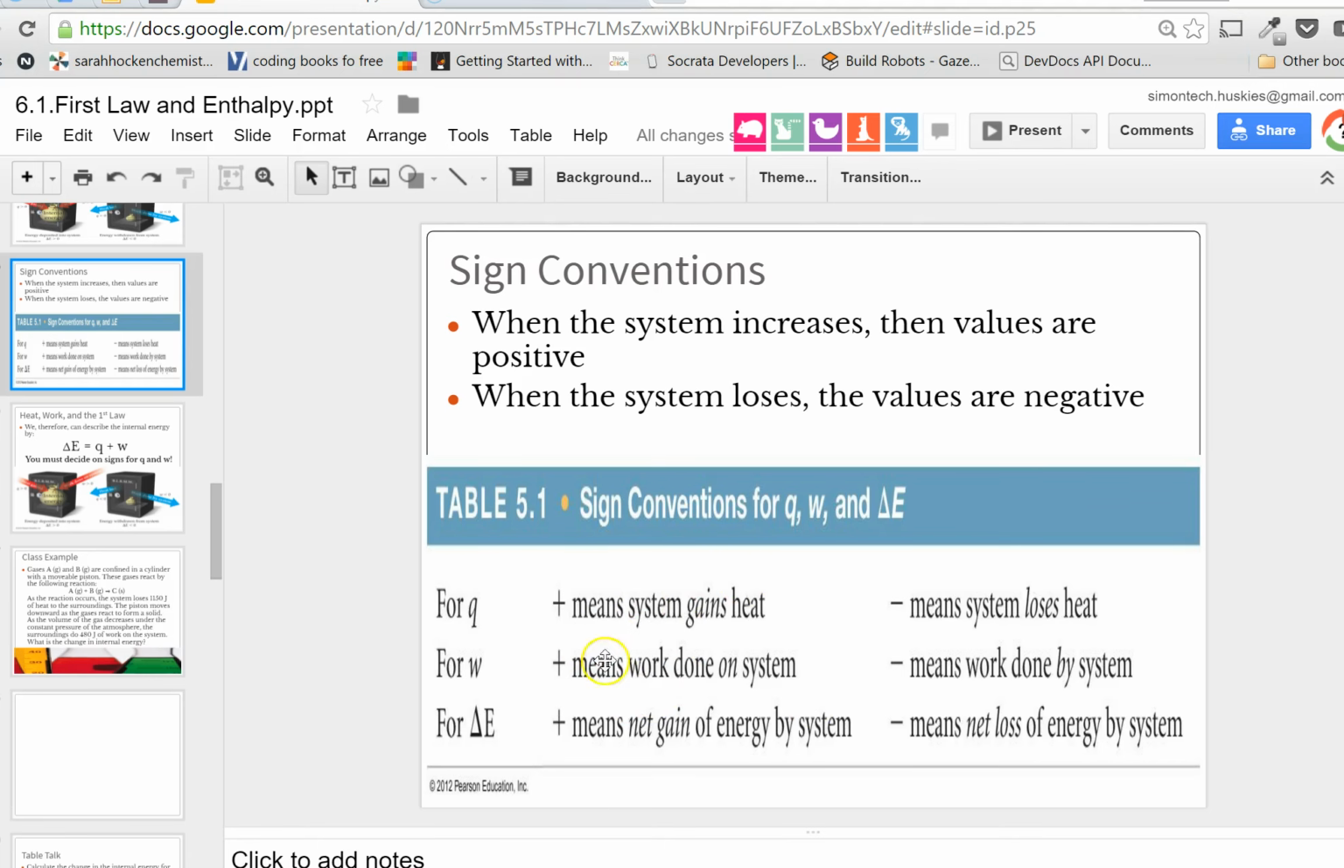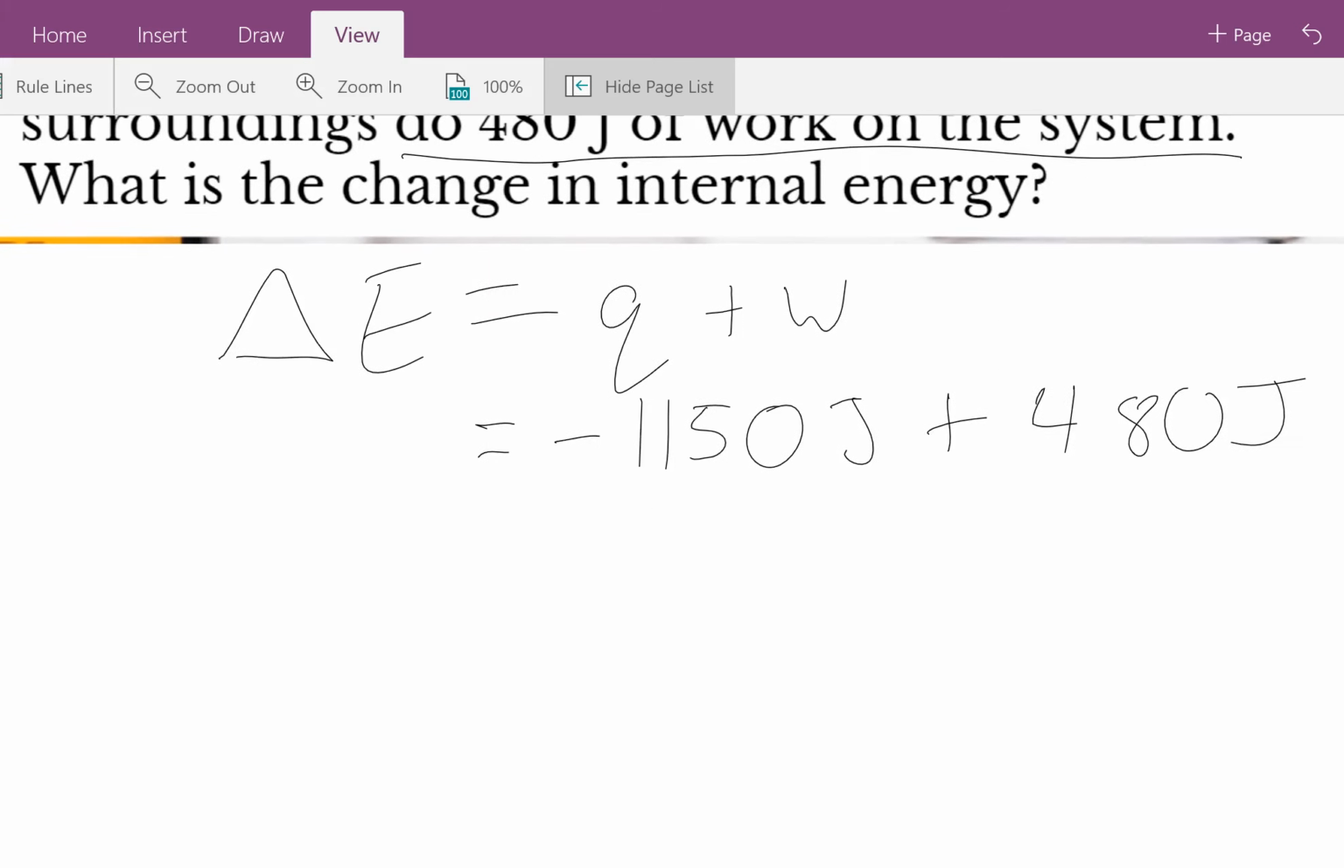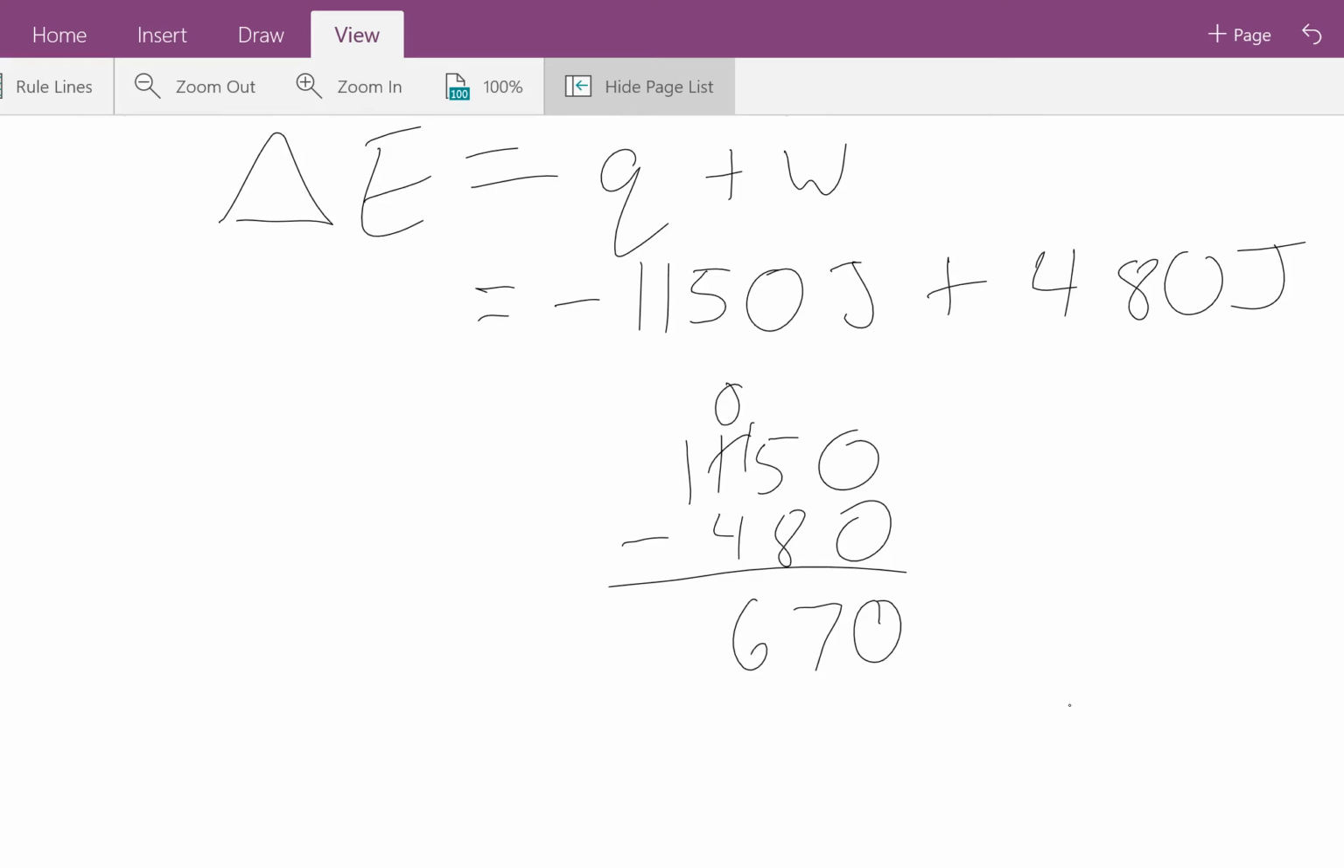So as we can see here, when the system loses heat, the Q is negative. And when work is done on the system, the W is positive. So we're going to come back here and say plus 480 joules of work done on the system. Now, that's the same thing as saying 1150 minus 480 and getting a negative value, 670. So the delta E, the change in internal energy, is going to be negative 670 joules of energy.